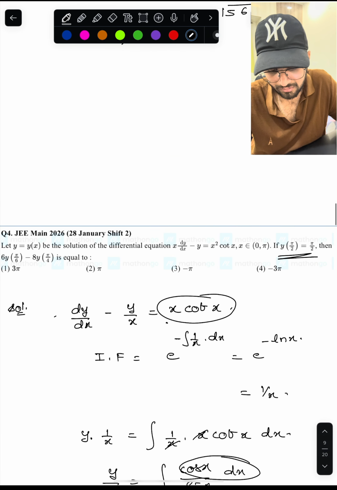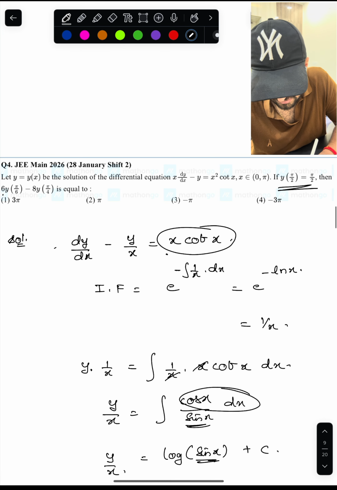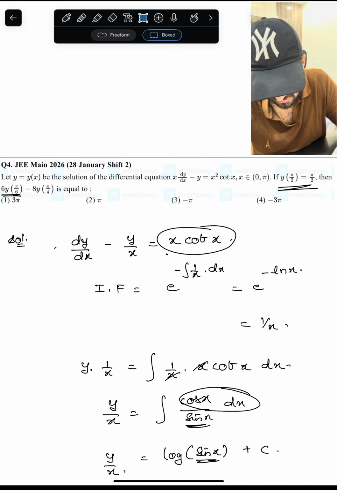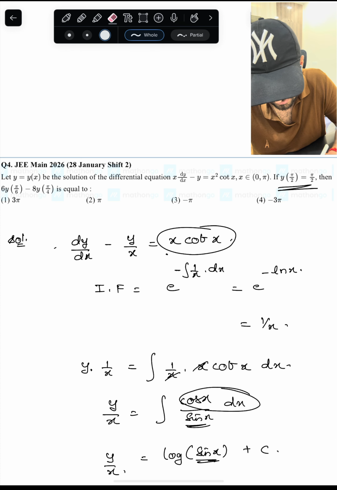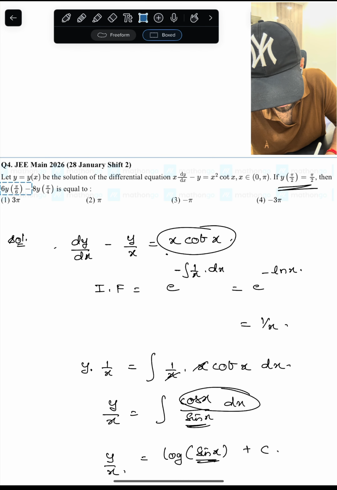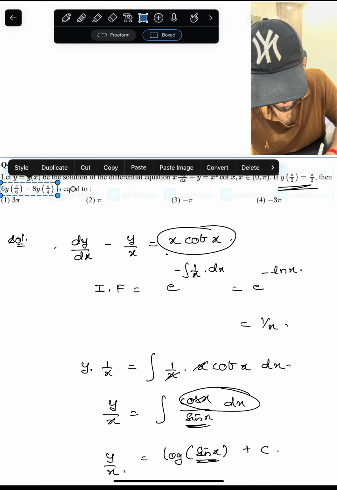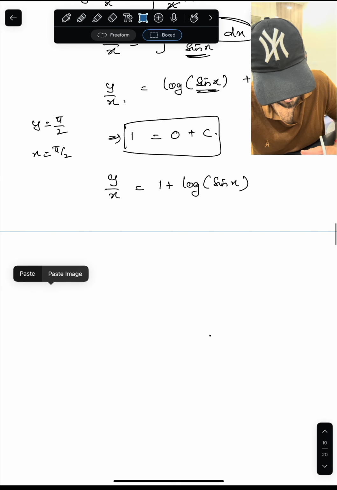Done. Now what we need to calculate? 6 of y of pi by 6. Okay, some expression is there. So the question was easy. So take this expression.